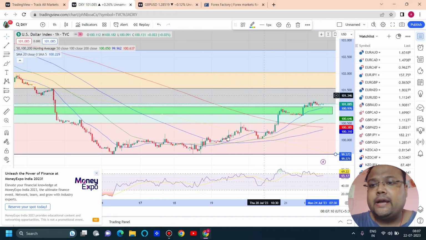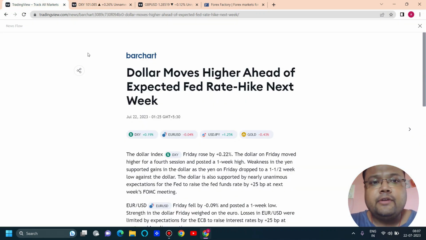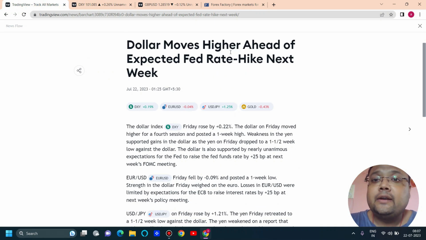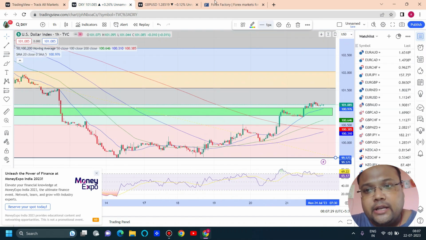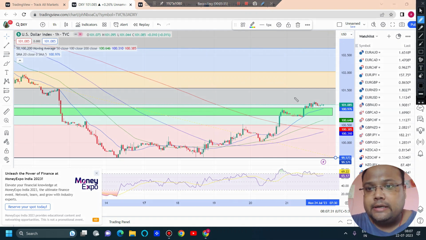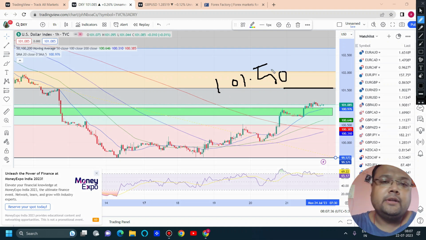This is DXY, and DXY is in recovery mode. And if you look at the news, you can see the dollar moves higher ahead of the expected Fed rate hike next week. So the market is expecting a rate hike, as a result of which the dollar index is showing a recovery. After hitting double digit, DXY is recovering. And if DXY continues the upside on Monday as well, then 101.50 will be the first resistance and 102 will be the second resistance.